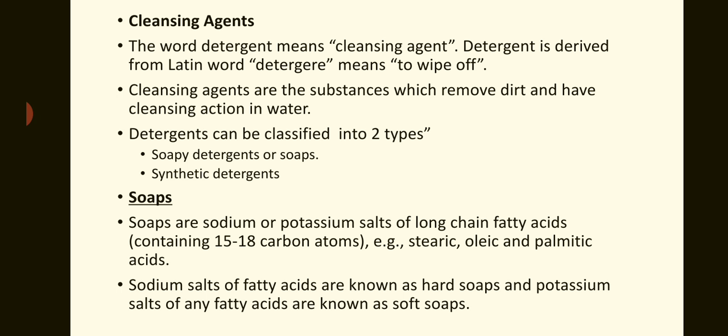Cleansing agents can be classified into two types: soaps and synthetic detergents. Soaps, which we use in daily life, are sodium or potassium salts of long chain fatty acids. At least they contain 15 to 18 carbon atoms. For example, stearic acid, oleic acid, and palmitic acid. These three acids contain at least 15 to 18 carbon atoms.